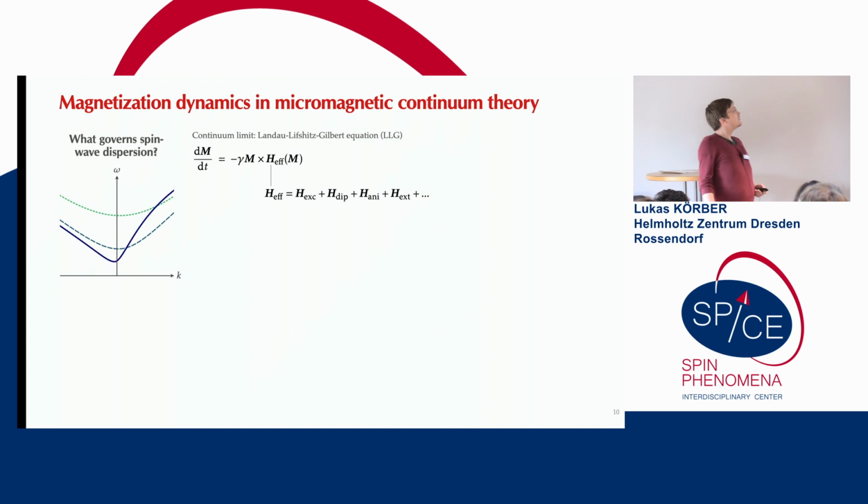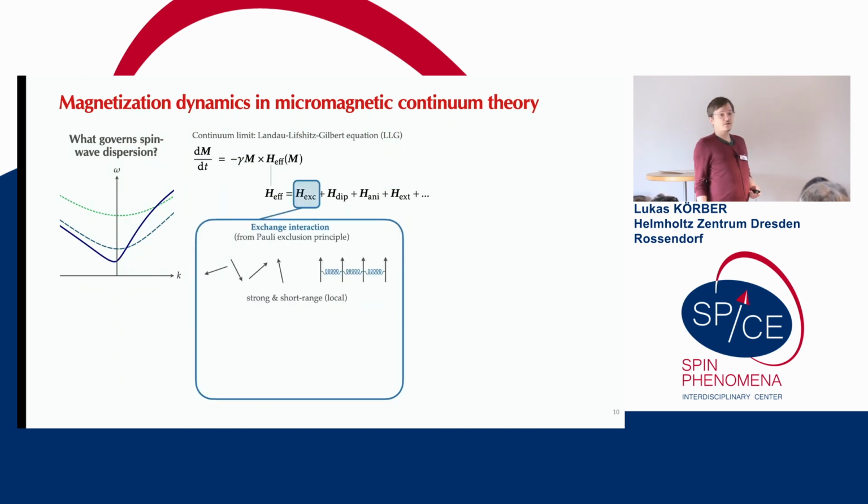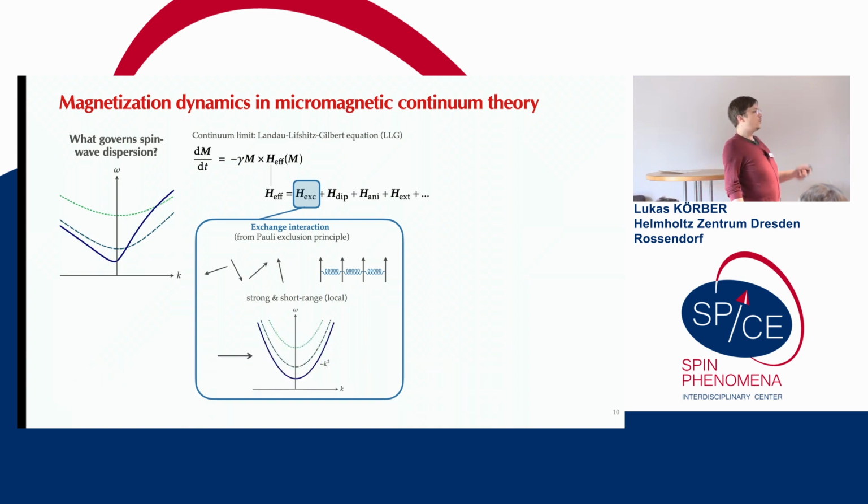What's important is the effective field, of course, comprised of all the different magnetic self-interactions as well as the external field. An important magnetic self-interaction is the exchange interaction, which likes to align neighboring magnetic moments parallel. It's quite short range, and in this continuum limit, it becomes local. We can also work out its consequences on the spin wave propagation, and in tubes, in the low wave vector limit, it simply leads to a parabolic dependence of the dispersion, which is not too surprising.